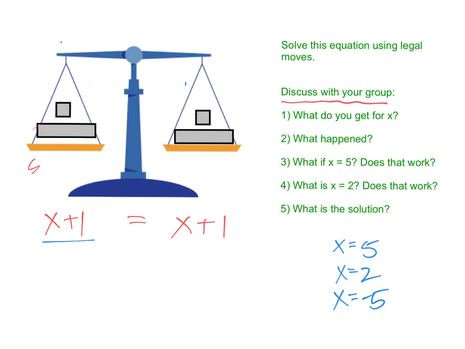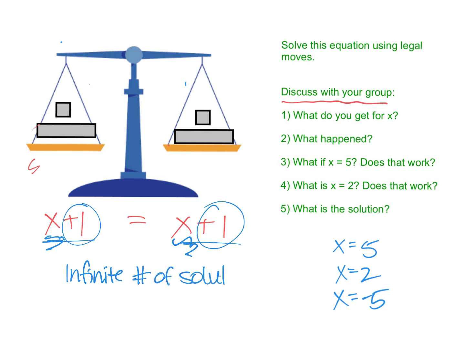Okay, and the reason for that is these are the exact same thing on both sides. They both have an x, so no matter what x is, that part's the same, and then they both have that plus 1. So the equations are the exact same on both sides. If you end up with something like that, that means there are an infinite number of solutions. Basically, that's telling you that every single number you could ever choose for x works.